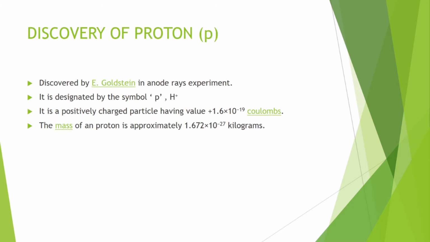After discovery of electron, let's move toward the discovery of proton. Proton was discovered by E. Goldstein through anode ray experiment. It is designated by the symbol small p or H+. It is a positively charged particle having the value 1.6 into 10 to the minus 19 coulomb, and the mass is approximately 1.672 into 10 to the minus 27 kg.